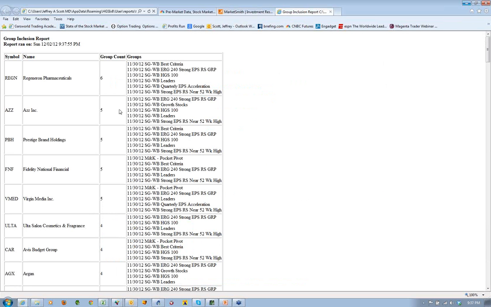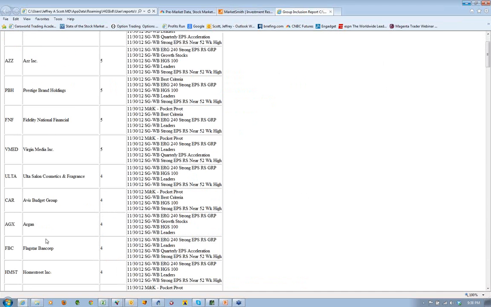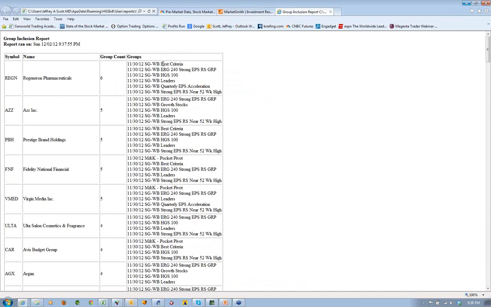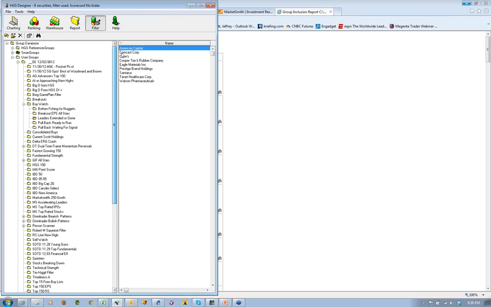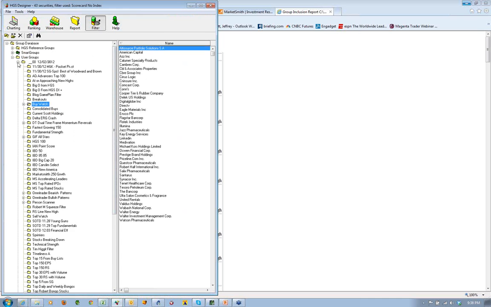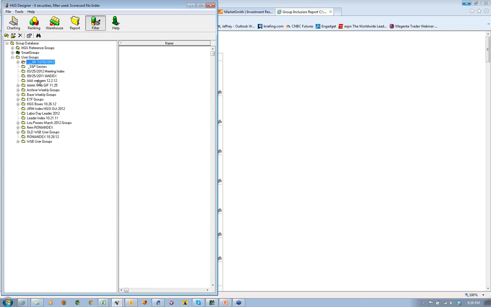A couple things are going to happen. These are the stocks that made it to the list. So these are the different groups they were part of. Then if I go back to my HGSI, I'm going to find in the designer here's my list. So these were the stocks. Let's take a look at them. And now I'm going to show you some of my buys that stood out and say goodnight.